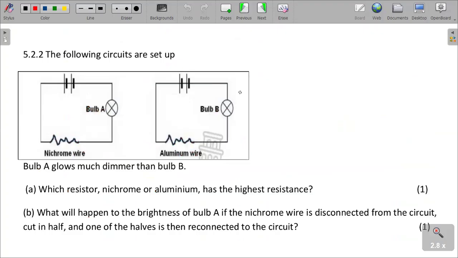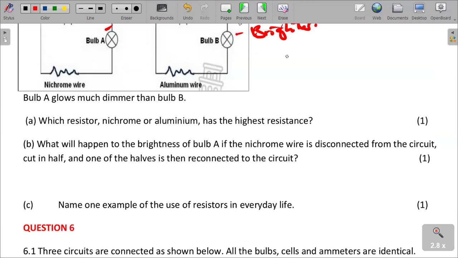So the following circuits are set up, and bulb A glows much dimmer than bulb B. We are saying A is dimmer, meaning to say that B is brighter. So now, A glows dimmer than B. So which resistor has the highest resistance?